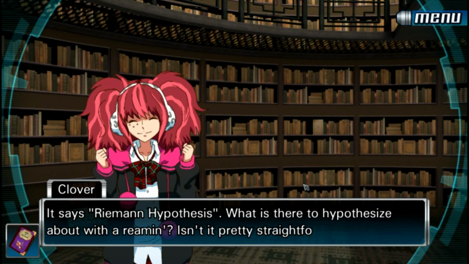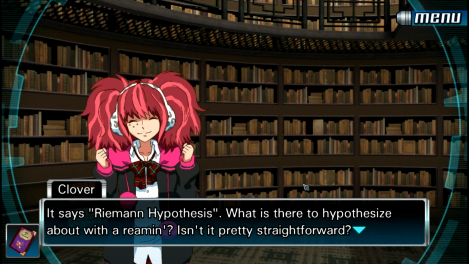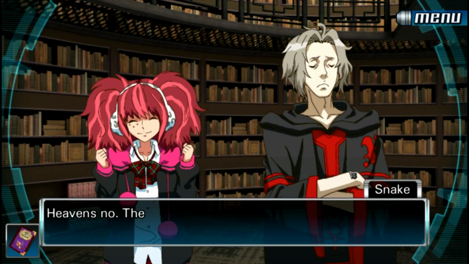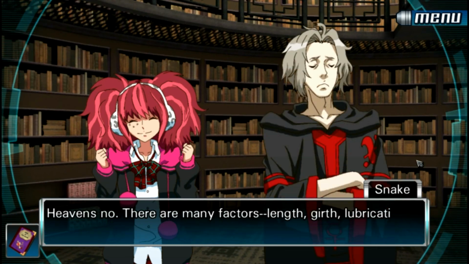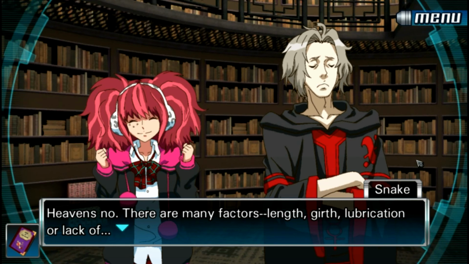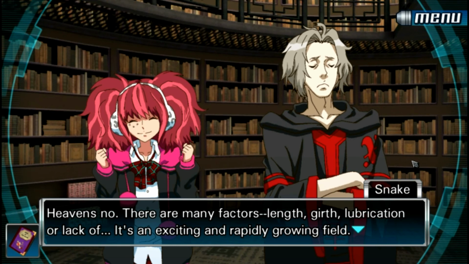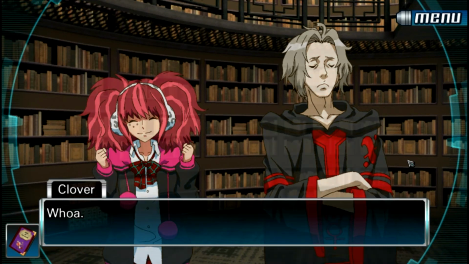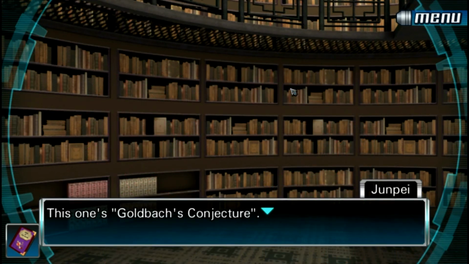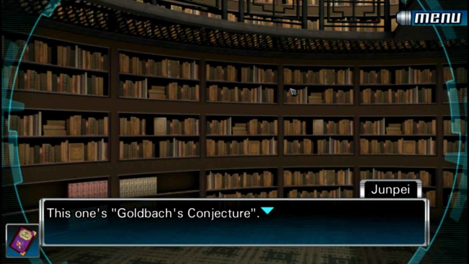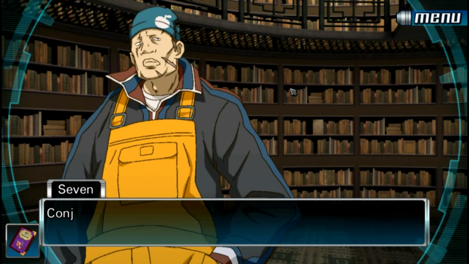What is that, the hypothesis about with a Riemann? Isn't it pretty straightforward? Heavens no. There are many factors. Length, girth, lubrication, or lack of. It's an exciting and rapidly growing field. Whoa! Well, indeed. This one's Goldbach's conjecture.